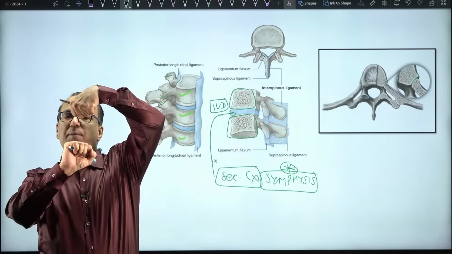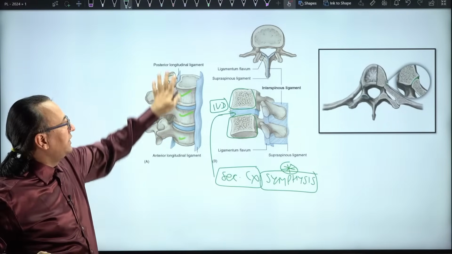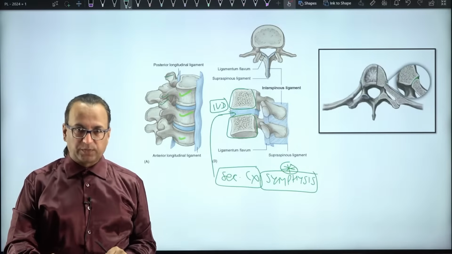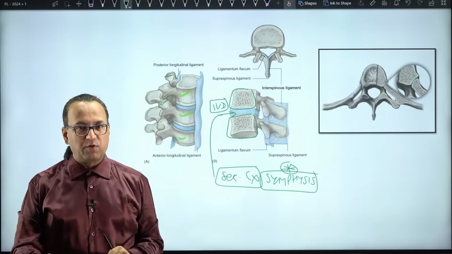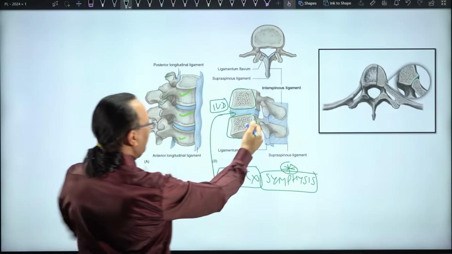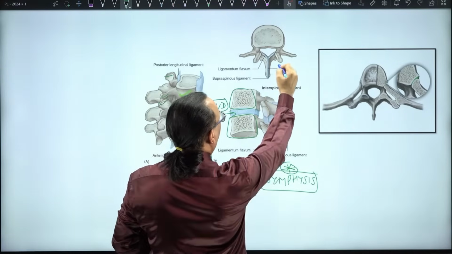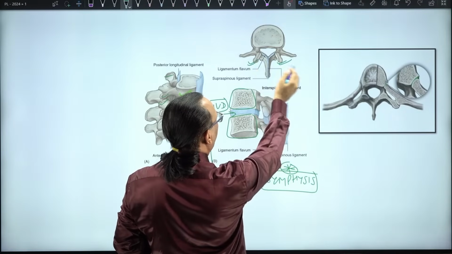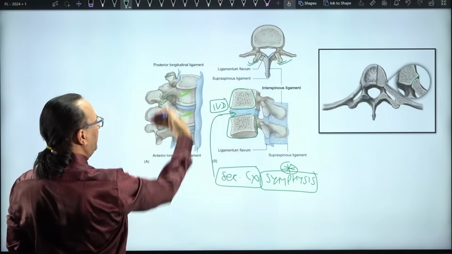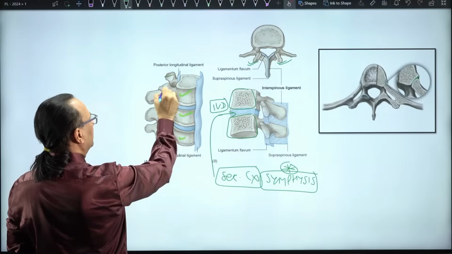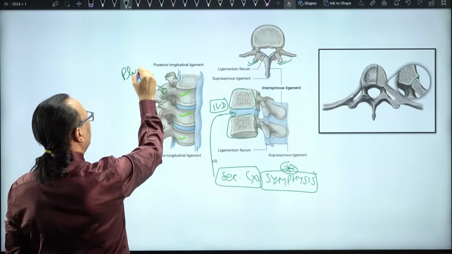When you are talking about the superior and inferior articular facets of the vertebra, there will be plain synovial joints, which are highly mobile. So, not only do they have the midline intervertebral joint, but they also have the articular facets, which are articulating with the adjacent superior and inferior vertebra. So, there you will have plain synovial joints.